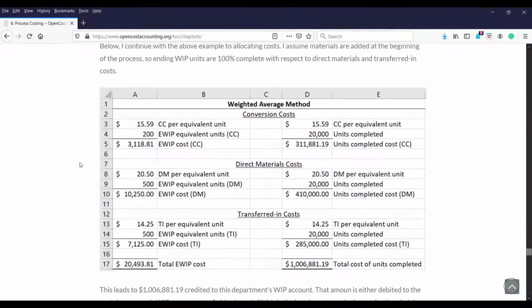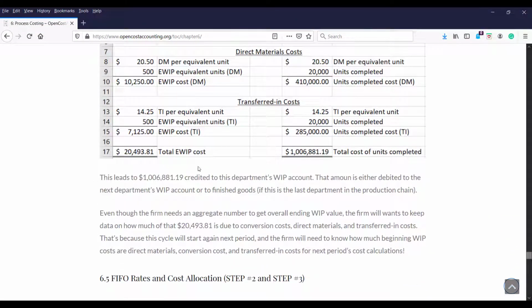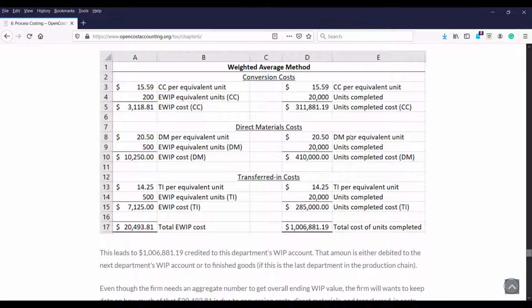But if you're just interested in the total number, here it is right here. Likewise, we have a sum here, and this. We have a sum of this cell, and this cell, and we get our $1,006,881.19 cost for units completed. The total cost. That includes conversion cost, direct materials, and transferred in cost.